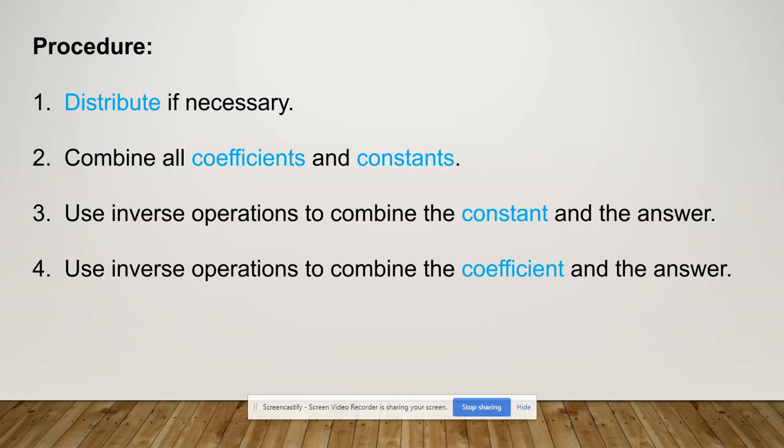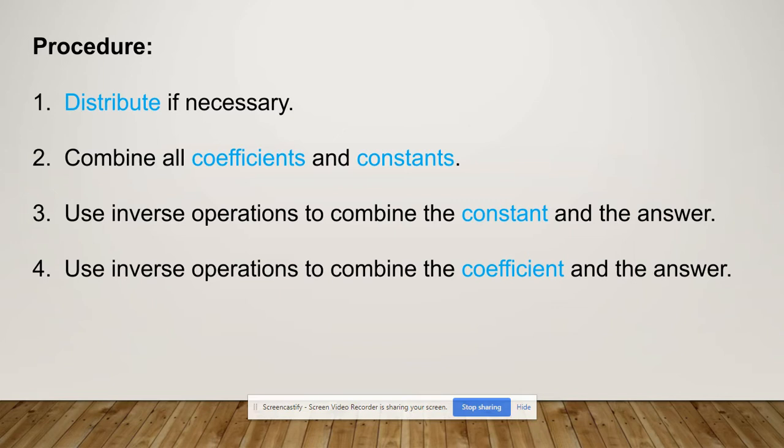In order to do this, we're first going to distribute if necessary. So if there are parentheses in the equation, you need to get rid of them by distributing and multiplying whatever's outside the parentheses with everything inside the parentheses. Second, you're going to combine all coefficients and constants. Again, coefficients mean all variable terms that have the variable.